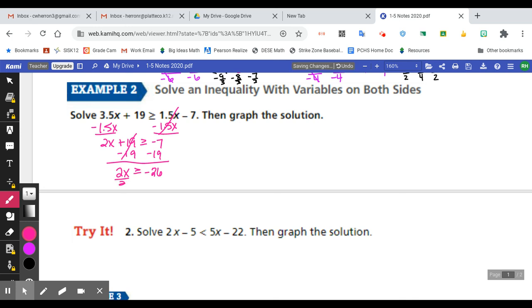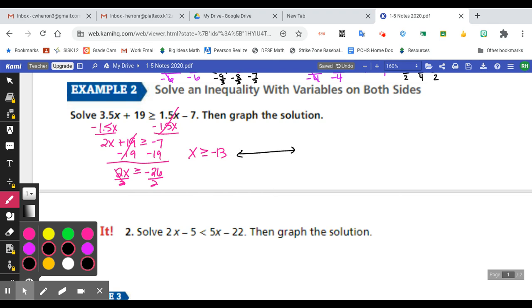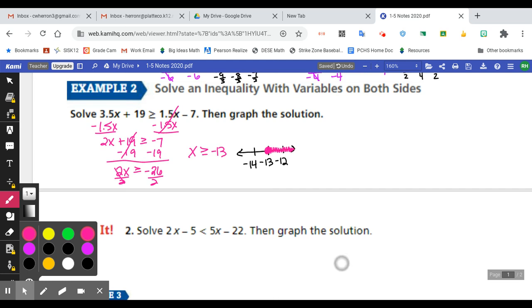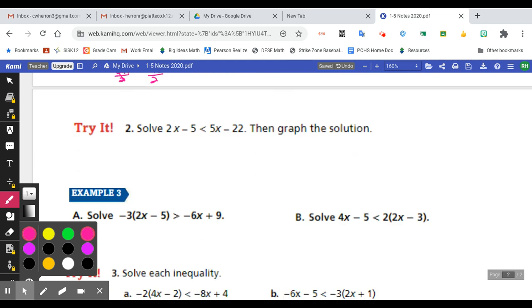And then we have divide by 2 on both sides. Now this time we didn't divide by a negative, so we won't flip the sign. Okay? Then graphing, same thing. Just give me a few numbers. So I'm going to do negative 14, negative 13, negative 12. Remember, when they're negatives, they go in the opposite direction. We have a closed circle because it's equal to, and greater than means we're going to the right. Okay, so same basic steps we've been doing. Then on this one, pause the video, try it on your own, and then see how we did.